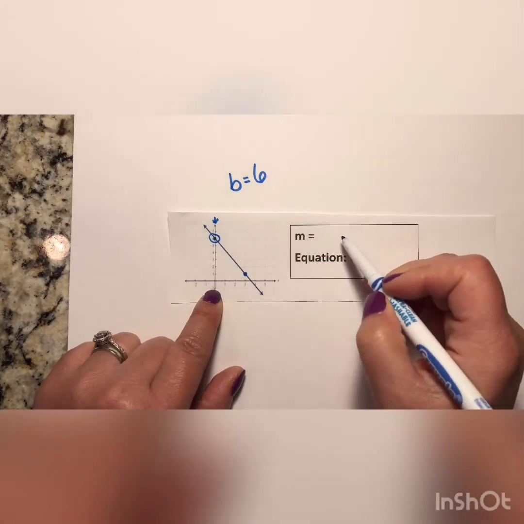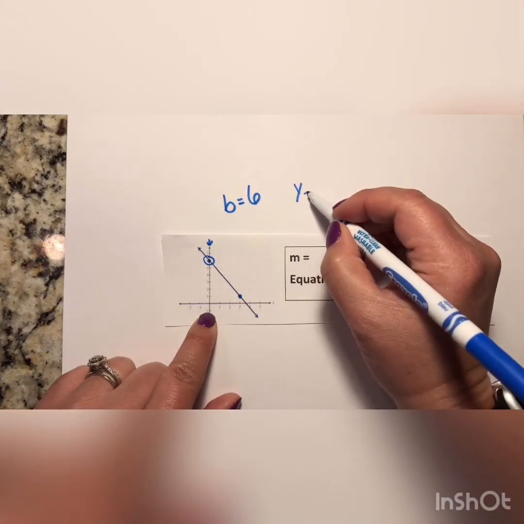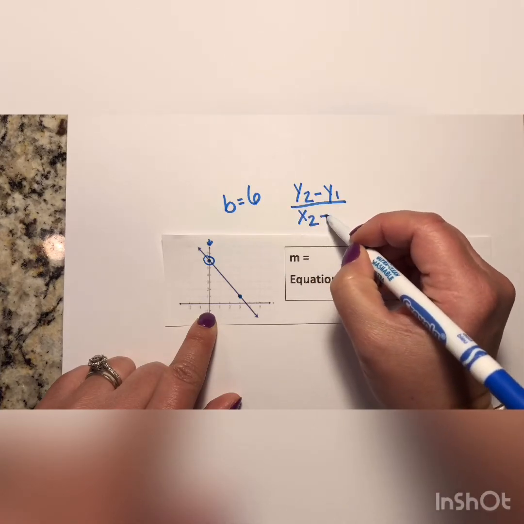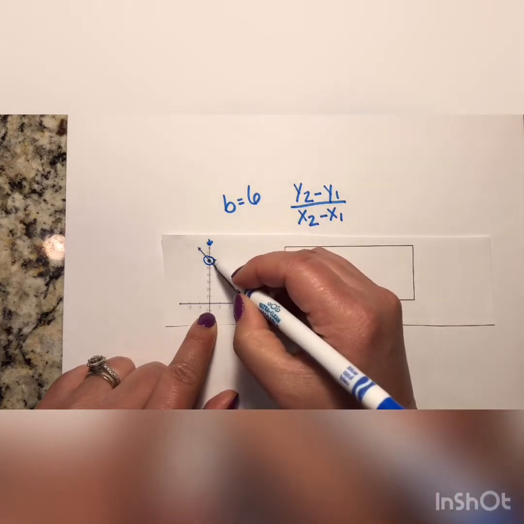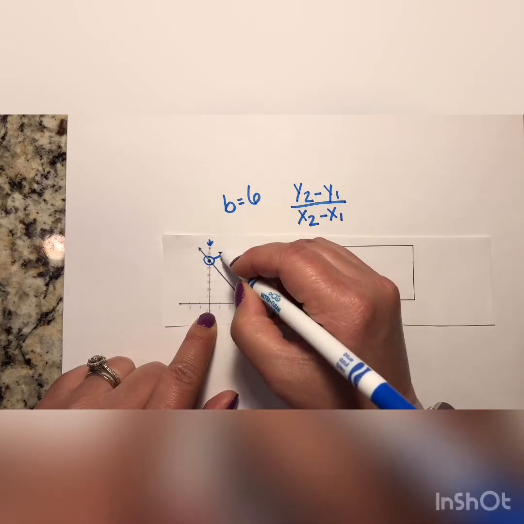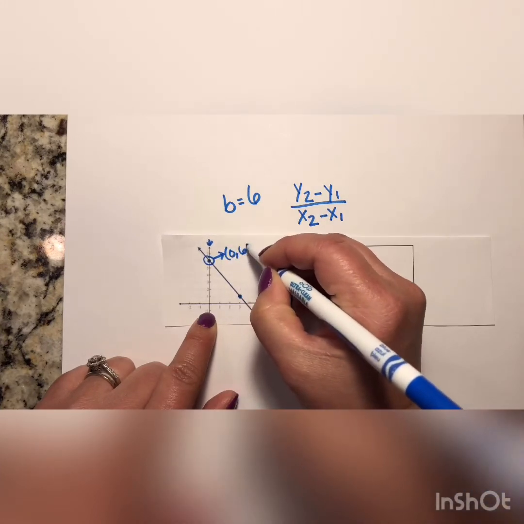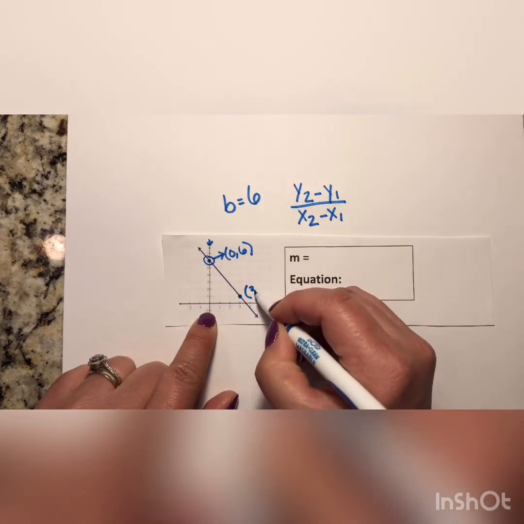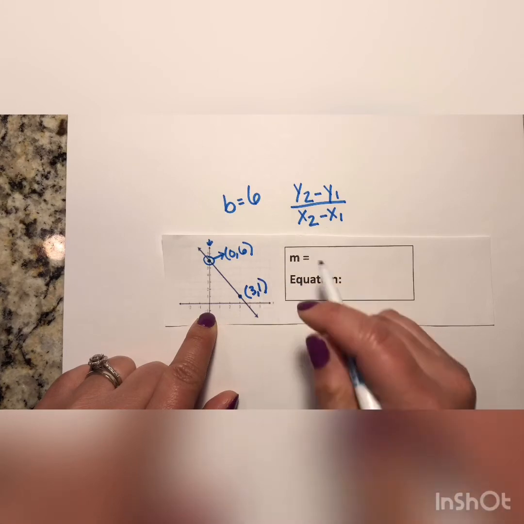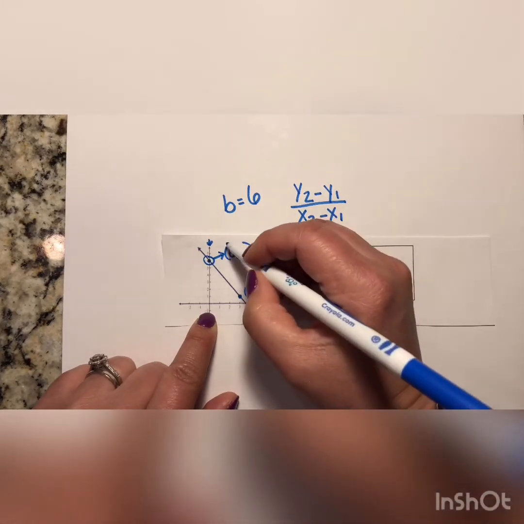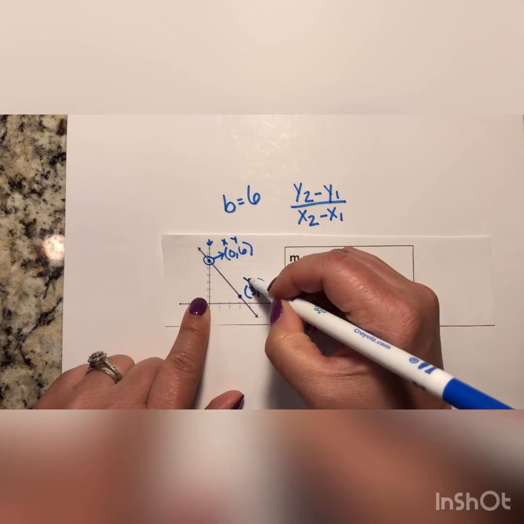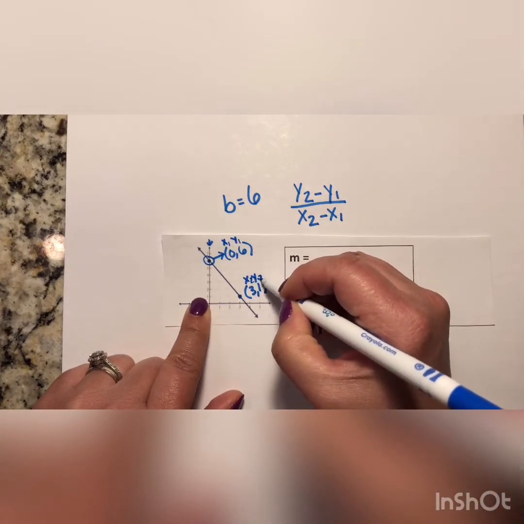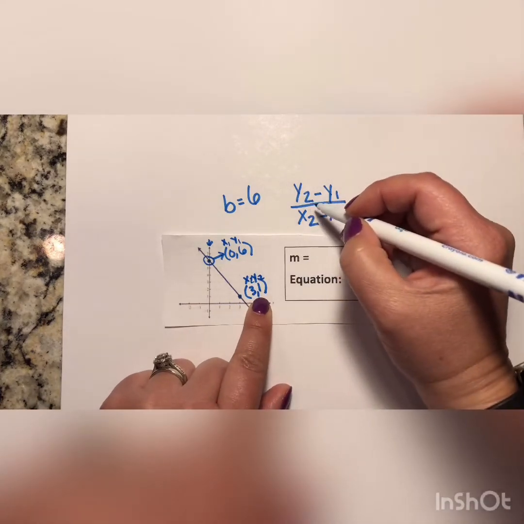Now I need to find the slope using the slope formula, y2 minus y1 over x2 minus x1. Okay, so the coordinates of this point are (0, 6). The coordinates of this point are (3, 1): 1, 2, 3, and then up 1. So those are my 2 points. Again, every point has an x and a y. This can be my first point. This can be my second point. And then I plug them into my formula.